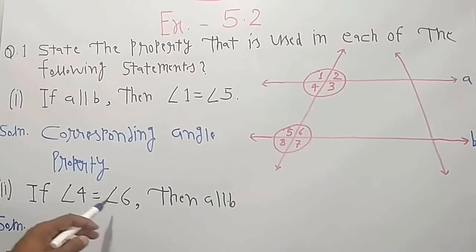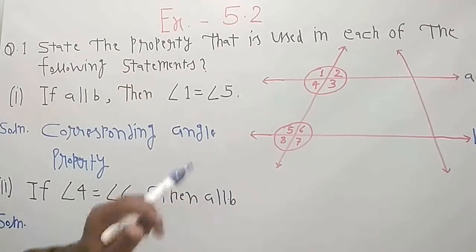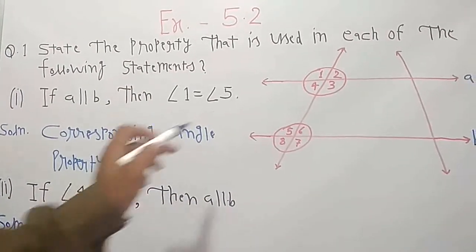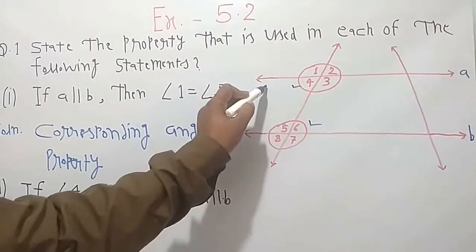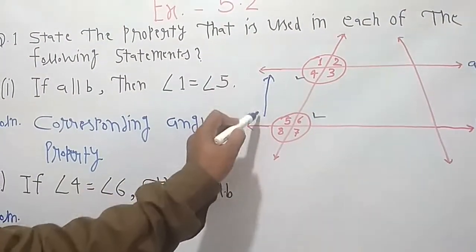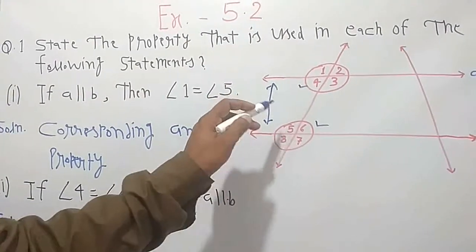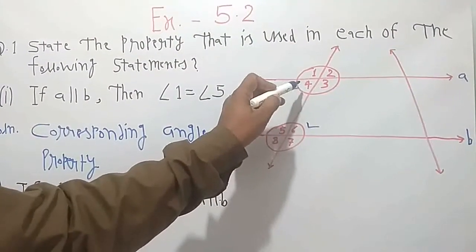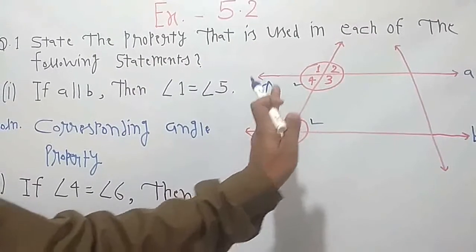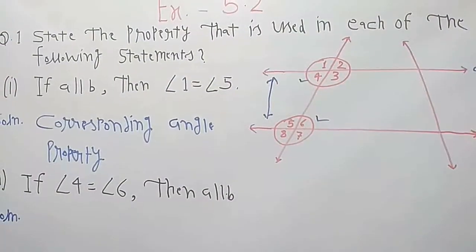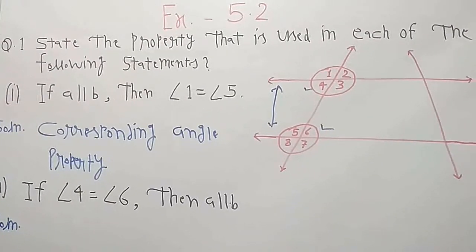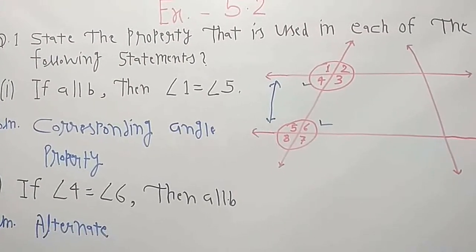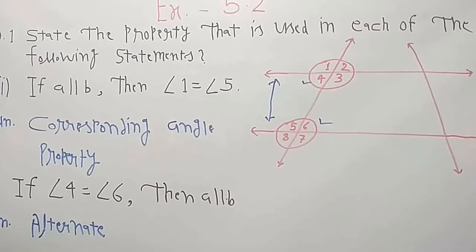If angle 4 equals angle 6, then a is parallel to b. Now this is our angle 4 and this is our angle 6. They are in the interior part of a and b and they are alternate angles, because angle 4 is situated on this side and angle 6 is situated on the other side. So this is the statement by alternate angle property.